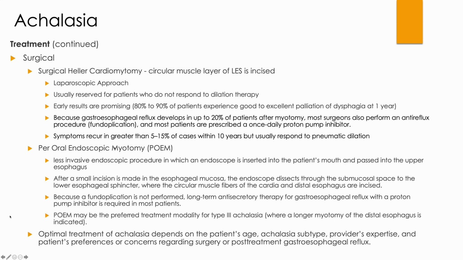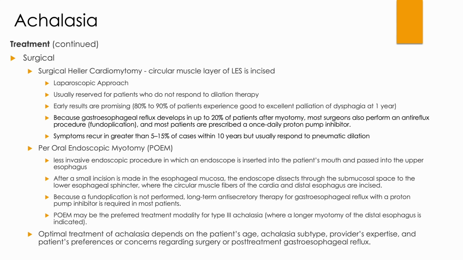One of the newer types of surgical treatments is POEM, or per-oral endoscopic myotomy. This is essentially like a Heller myotomy, but instead of being laparoscopic, it's less invasive. It's endoscopic, so you can do it with an endoscopy. And you make the same kind of little incision. It's surgery, but it's endoscopic surgery. The only thing with this one is that you cannot do the fundoplication at the same time because it's not laparoscopic surgery. And so these patients tend to have chronic GERD and have to be on proton pump inhibitors.